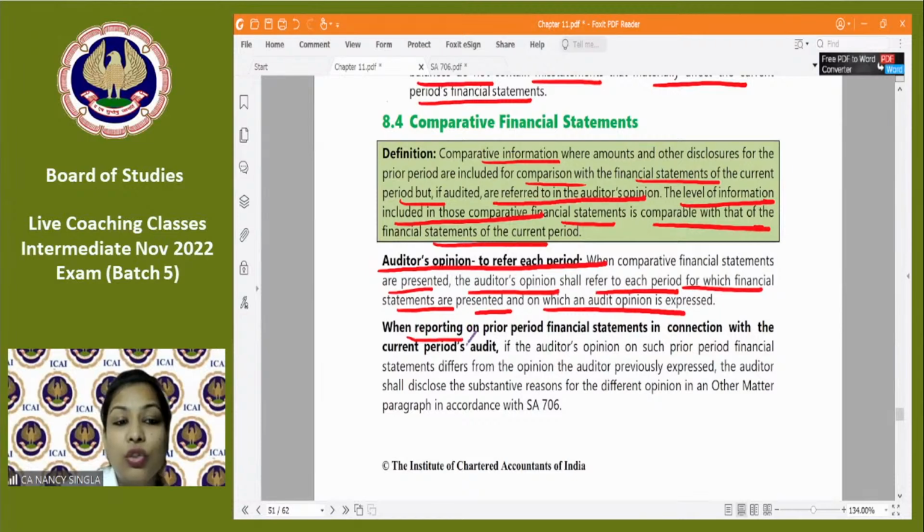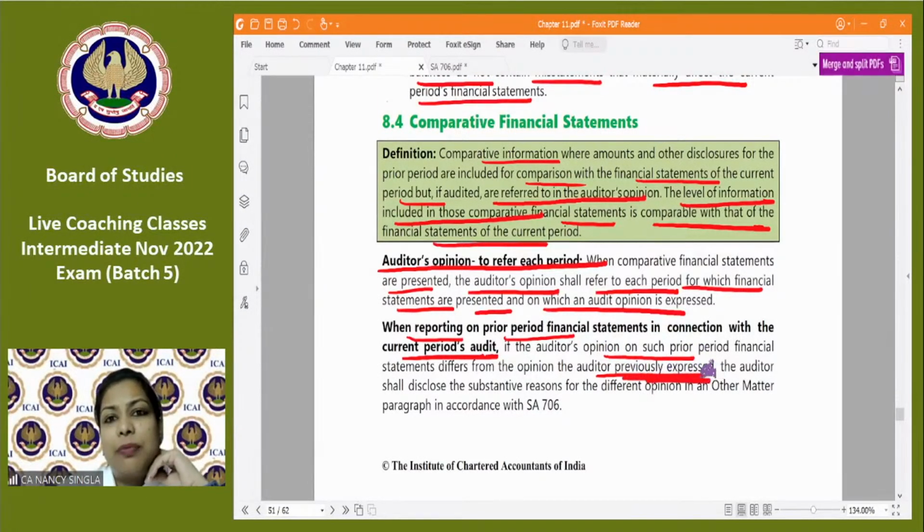So there are again 3 points. When reporting on prior period financial statements in connection with the current period report, it is saying that if the opinion the auditor is giving is different from the previously expressed opinion, then mention the substantive reason in the other matter paragraph in terms of SA 706.